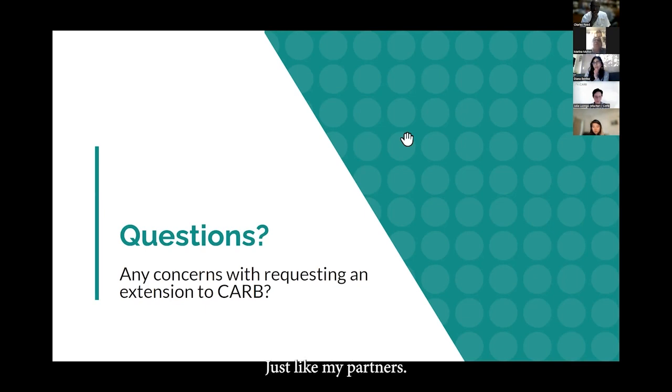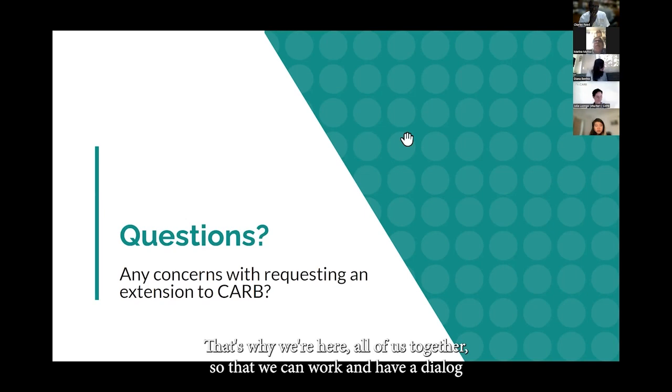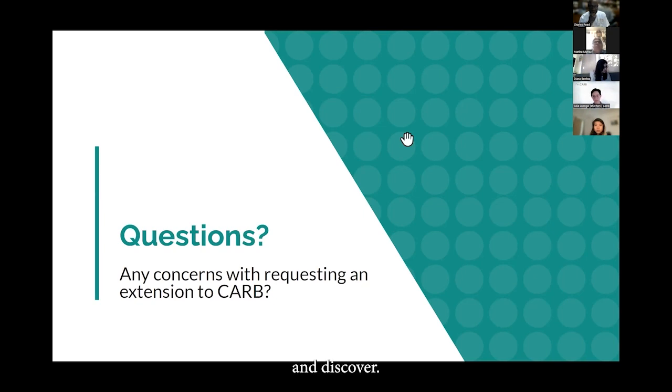Just like my partners, it would be something that we would rush, and we're trying to do our job. We're here to be able to do that job among all of us in the state with everybody else, with SERP, with CARB. That's why we're here, all of us together, so that we can work and have a dialogue and discover about the pollution in the environment. But it's a process, and it's not easy. Thank you.